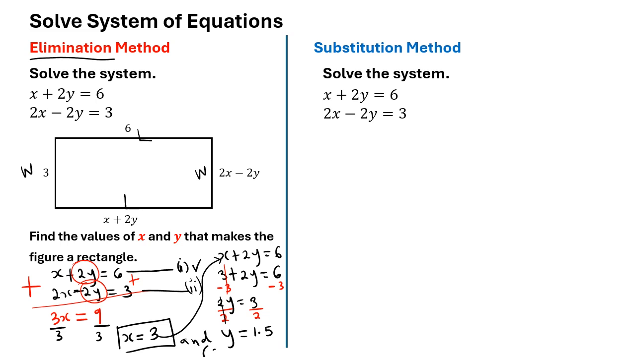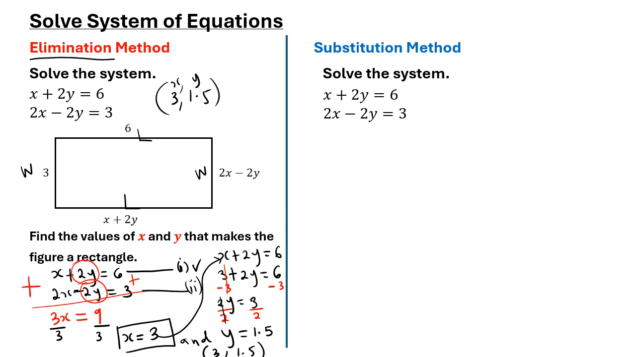You put 3, comma 1.5. So this will be your solution to the system of equations. So the solution will be 3, comma 1.5. So the x value comes first, and then the y value is next. So here you can actually check to make sure that what you've done is correct.